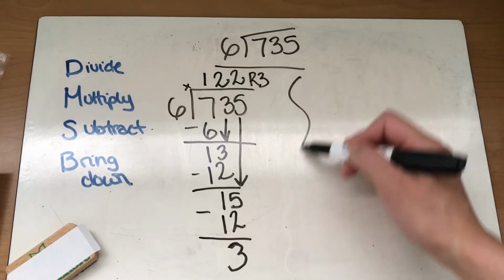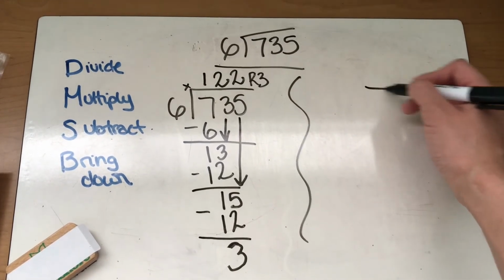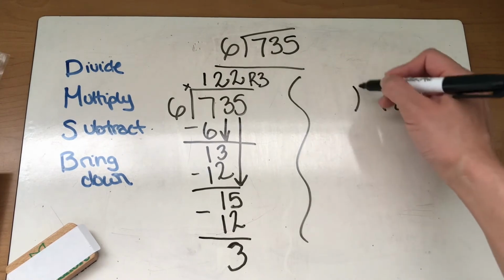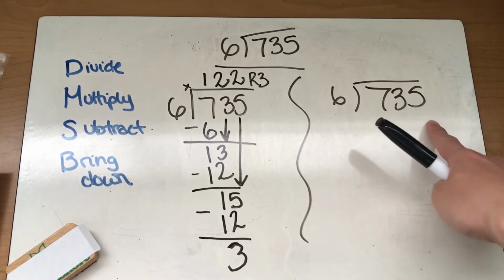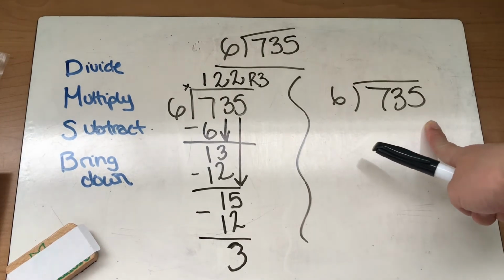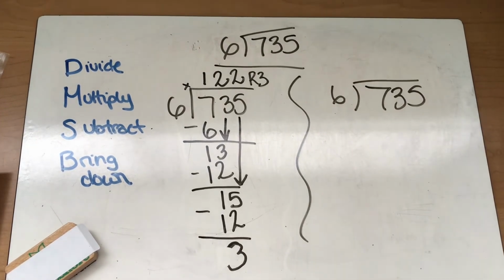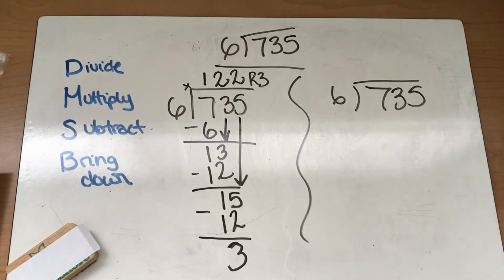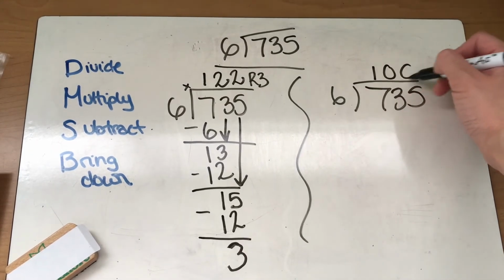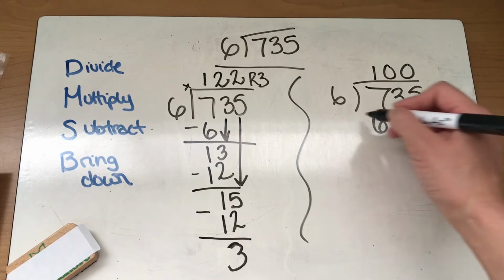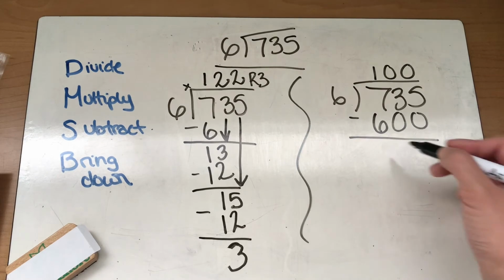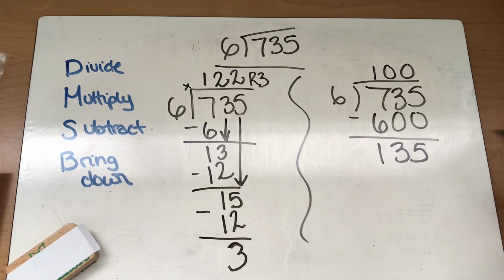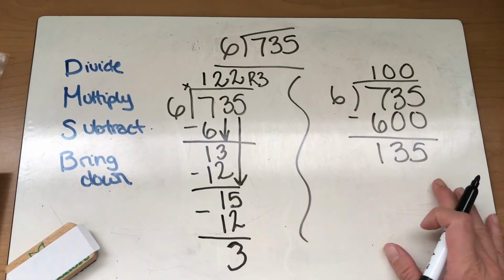Perfect. So now I'm going to show you how to do this using partial quotients. Again, I have 735 divided by 6. So now I'm going to ask my students, how many 6s go in a 735? Well, okay, I know 6 times 100 is 600. Okay, let's try that. 6 times 100. That's easy. So 6 times 100. Now, that's going to get me 135.